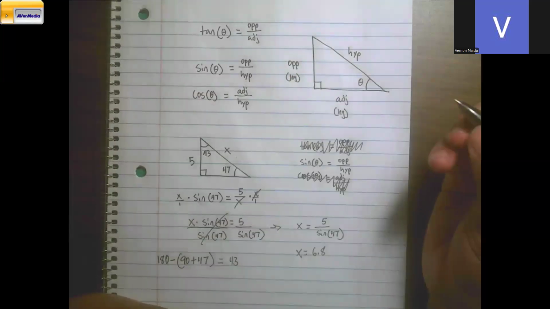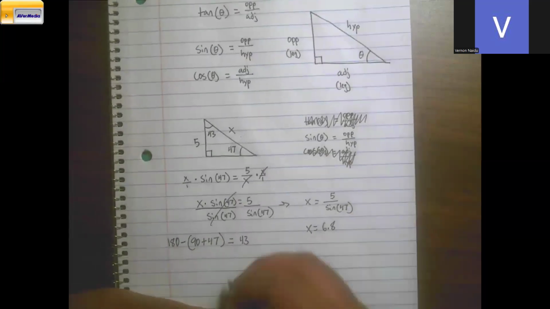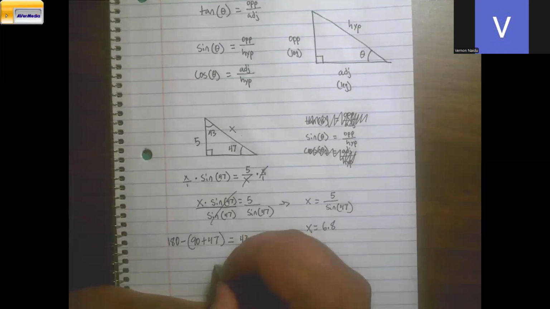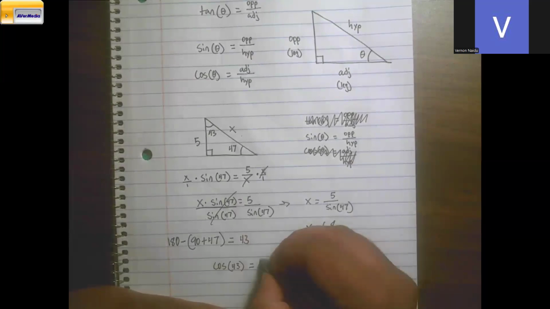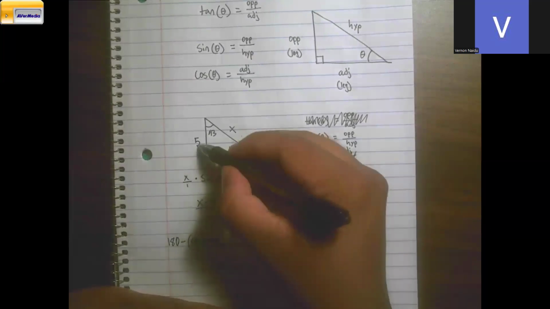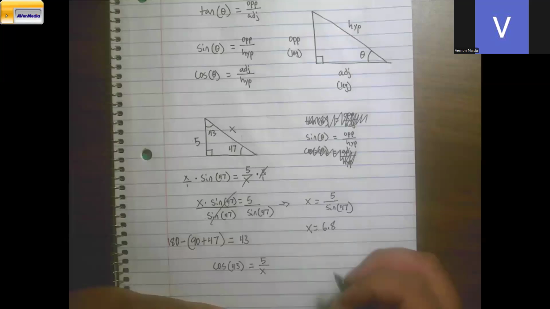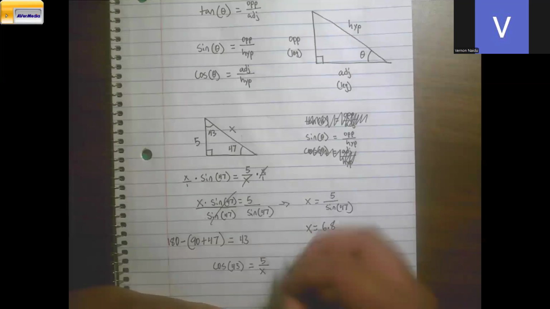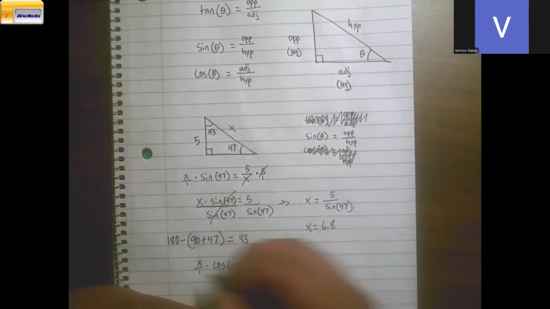Now, if we use the angle 43, then we can use cosine because now 5 is adjacent to 43. So we'll do cosine of 43 is equal to the adjacent side, which is that 5 over here, because it's right next to it, divided by x. And then we're going to do some steps to get that x by itself, just like we did with sine of 47.